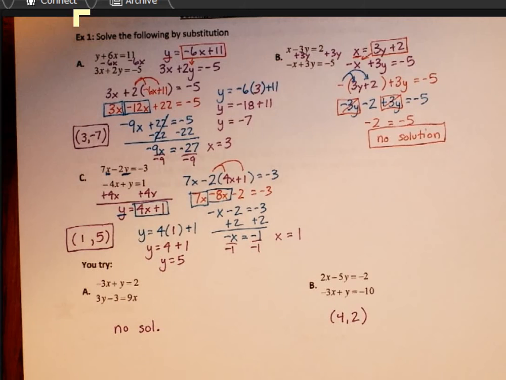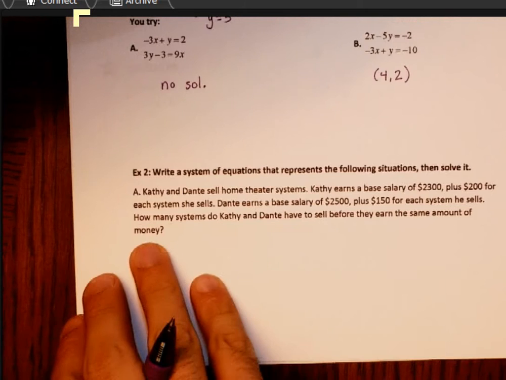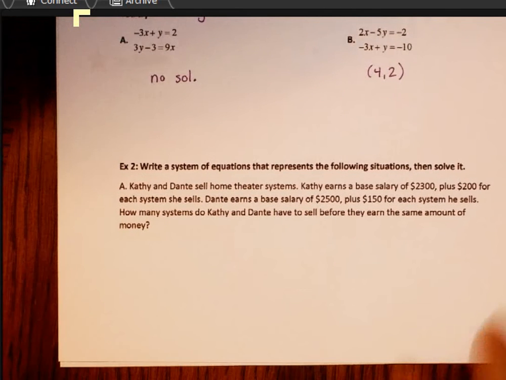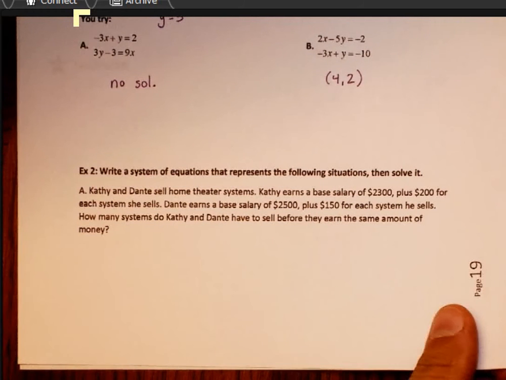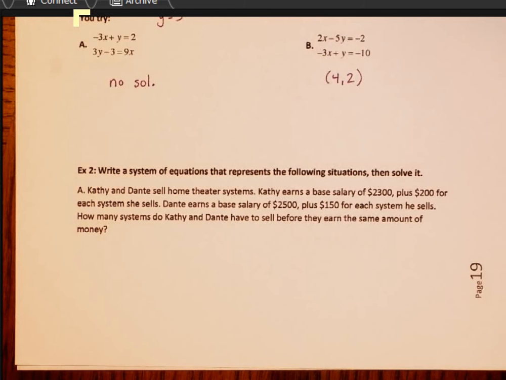So now let's go ahead and take a look at example number 2. Here we're going to be talking about the word problems, the application of the system of equations. So kind of like what we did with elimination, we want to set up two equations here. We want to use variables that make sense for the problem.